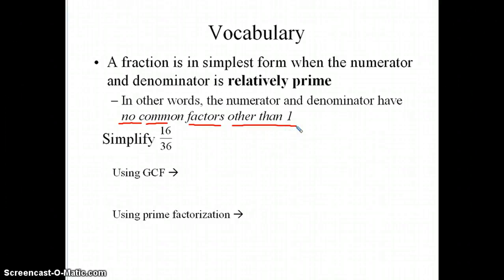So we're going to start out with just a number example. For example, 16/36, using the GCF, we find that the GCF is 4. Since the GCF is 4, I'm going to write each factor. 4 times 4 is 16. 4 times 9 is 36. I can cancel the 4's, leaving me a fraction in simplest form of 4/9.